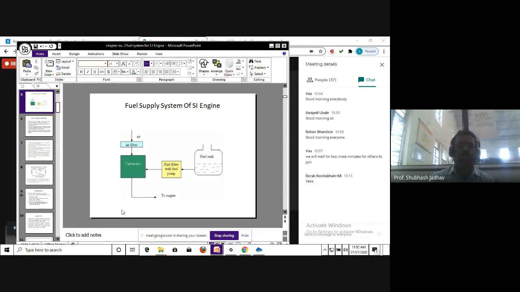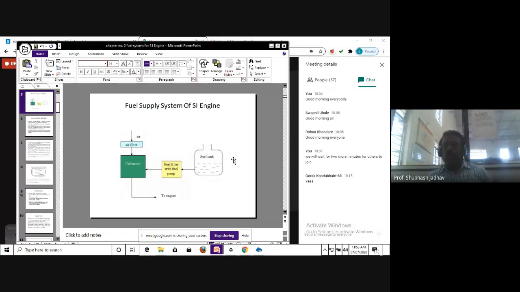All these things happen in this system, which we call the fuel supply system for an SI engine. Here metering the fuel and air means measuring. So metering the air and fuel, atomization of the fuel, evaporation of the fuel, mixing of the fuel vapor with the air, and then supplying it to the combustion chamber. All these things happen in the fuel supply system for an SI engine.